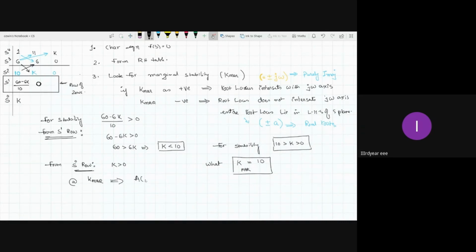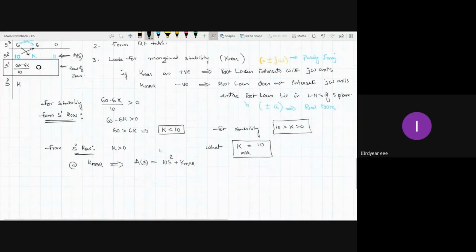you constitute an auxiliary equation. The auxiliary equation is created from the row which is sitting just above the row of zeros. So from the s square row, you are supposed to create the auxiliary equation. So what is it going to be? 10s square plus k. Let me write it as k marginal. So you can say 10s square plus 10.